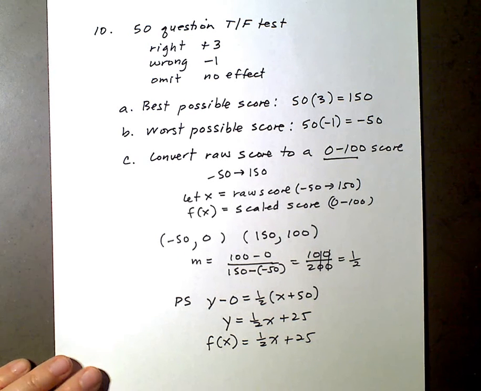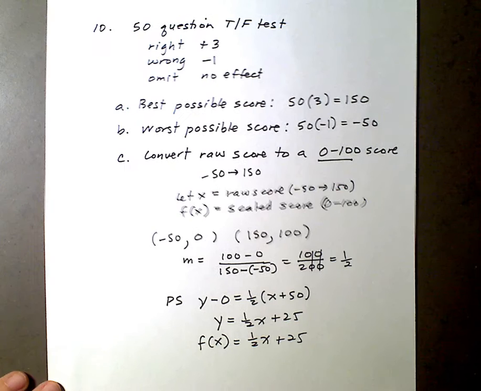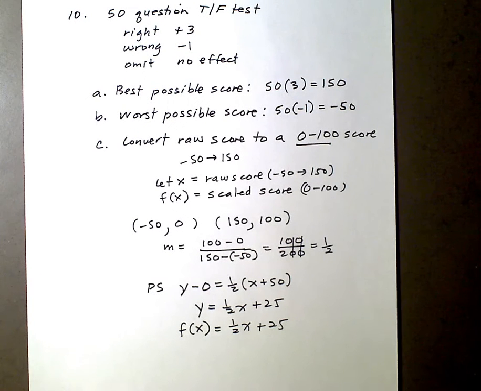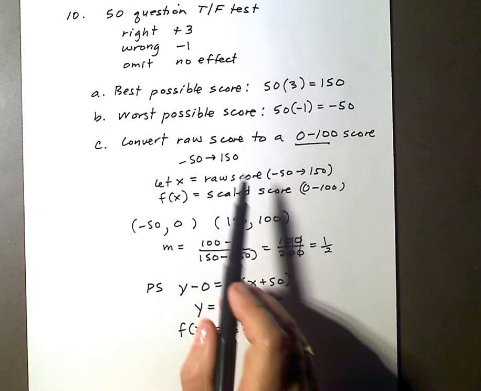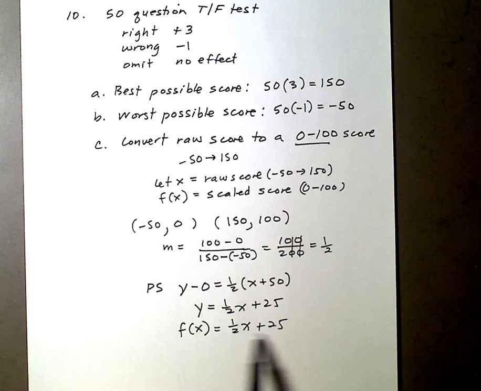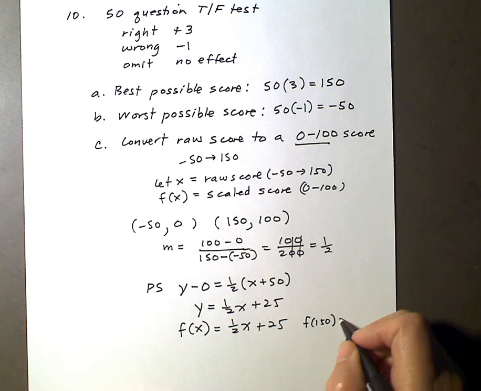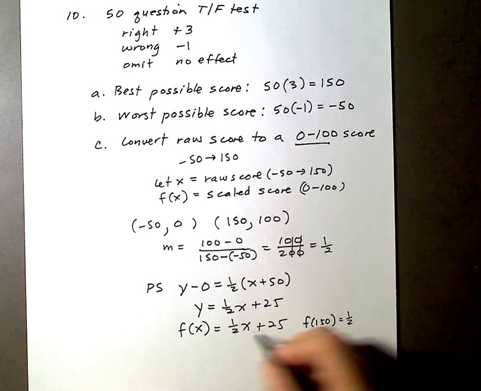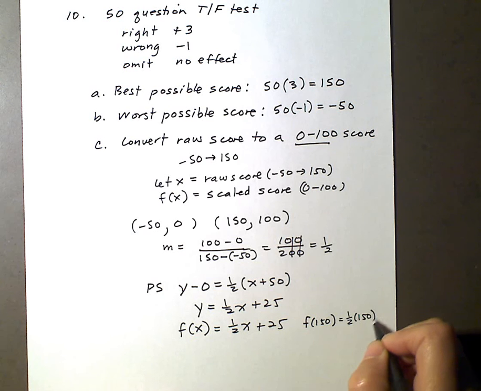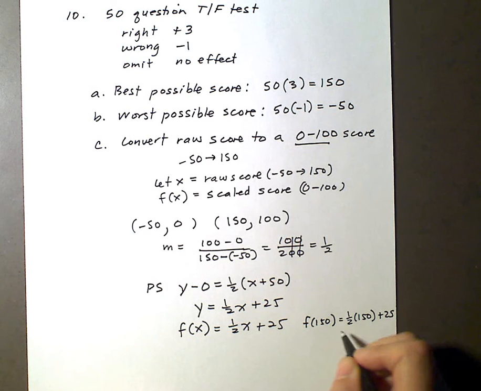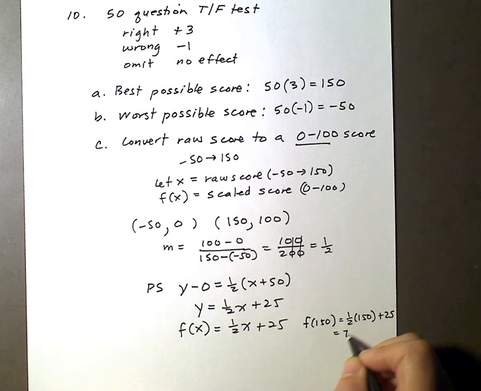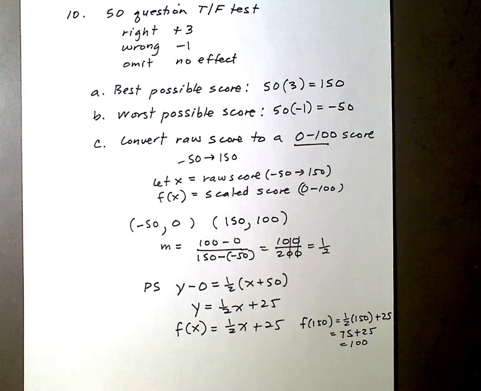Now, if you want to check it out, let's say that someone got a perfect score of 150. That should convert to 100 using this. So just as a check, what's f of 150? It's 1/2 of 150 plus 25. So that's 75 plus 25, or 100. So it appears to work for that.